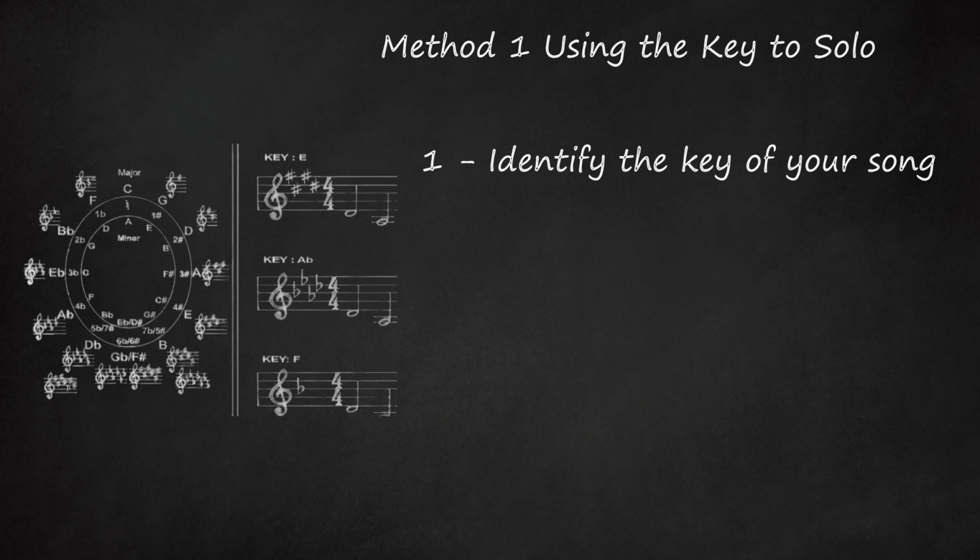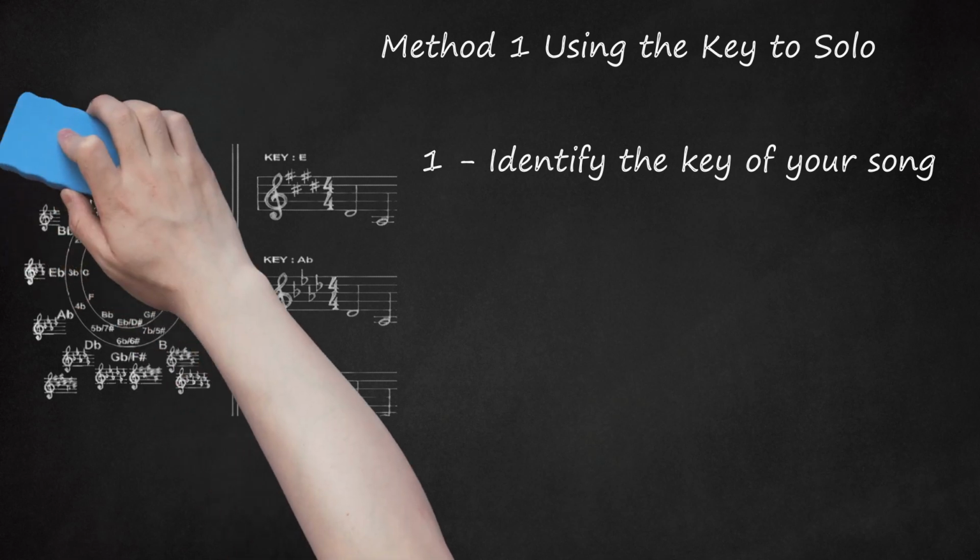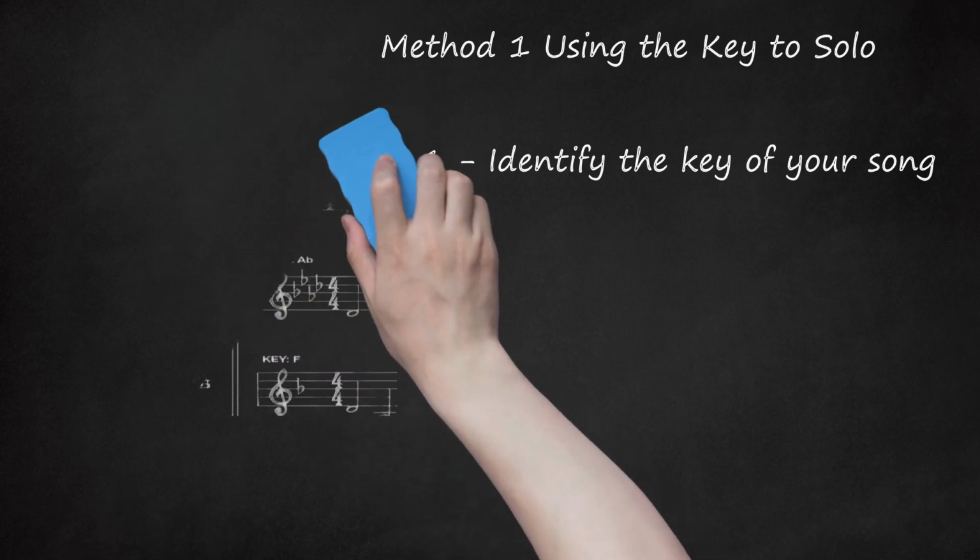Major keys: G, 1 sharp; D, 2 sharps; A, 3; E, 4; B, 5; F sharp, 6; C sharp, 7; C flat, 7 flats; G flat, 6 flats; D flat, 5; A flat, 4; E flat, 3; B flat, 2; F, 1. Minor keys: E, 1 sharp; B, 2 sharps; F sharp, 3; C sharp, 4; G sharp, 5; D sharp, 6; E flat, 6 flats; B flat, 5 flats; F, 4; C, 3; G, 2; D, 1.